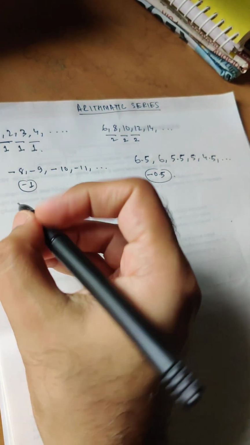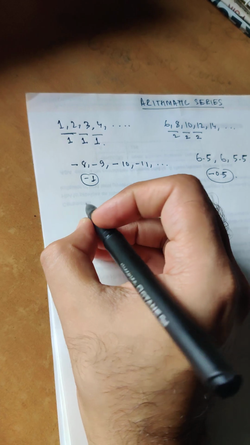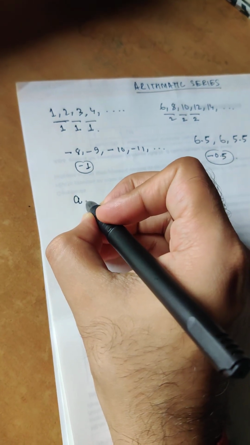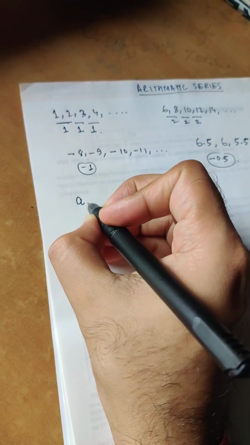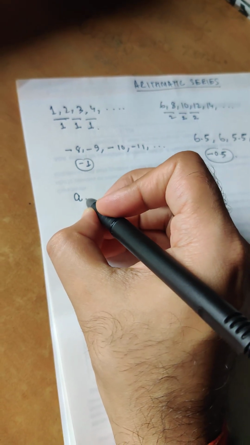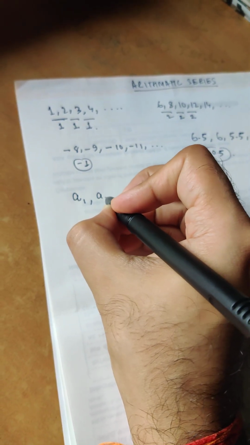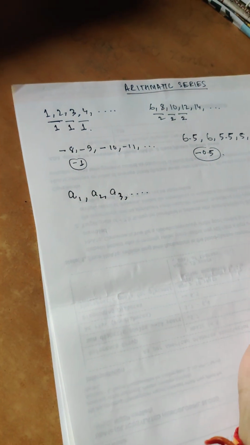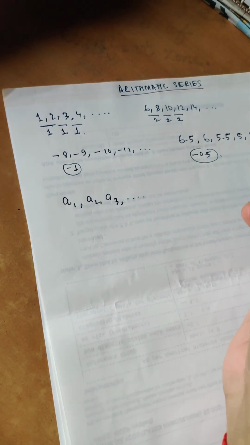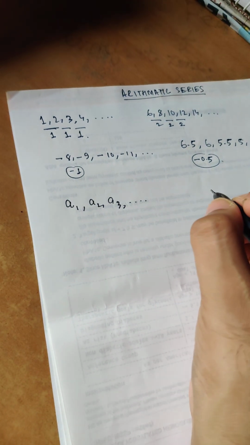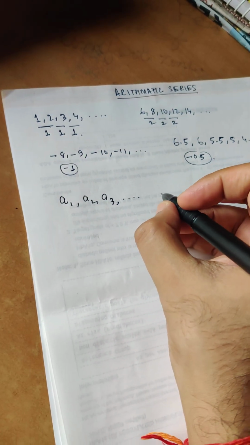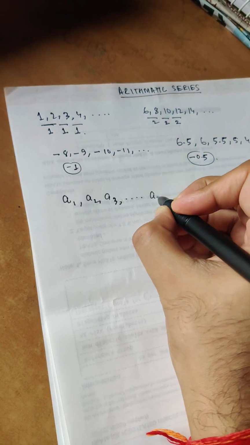Now, how do we generalize an arithmetic series? We can write an arithmetic series as, the first term can be written as A1, second term A2, third term A3, and it goes on. Suppose you have n terms in an arithmetic series. The nth term here would be an.